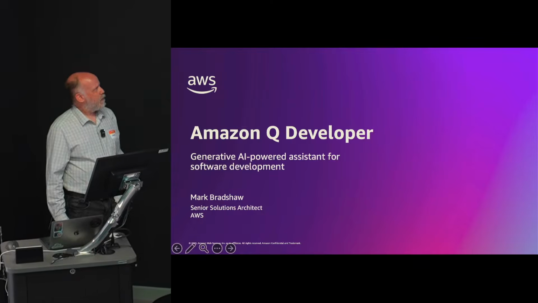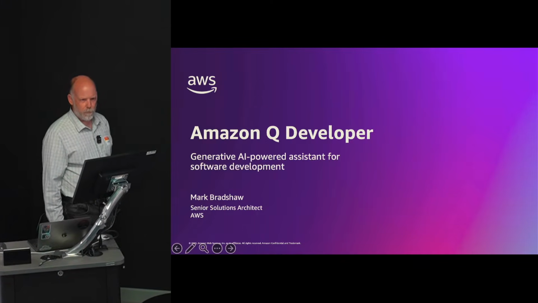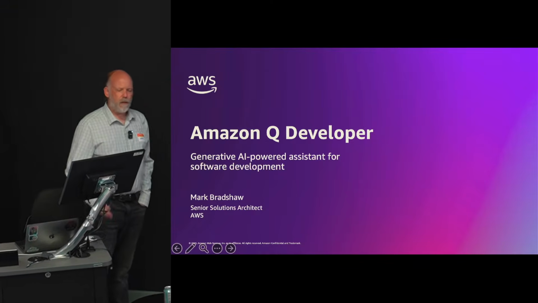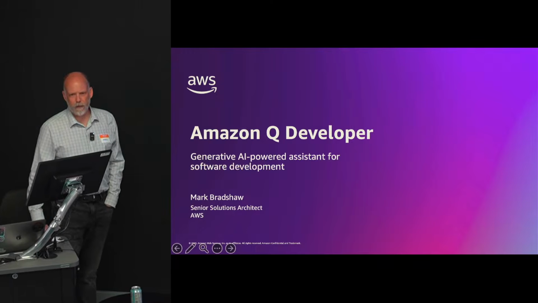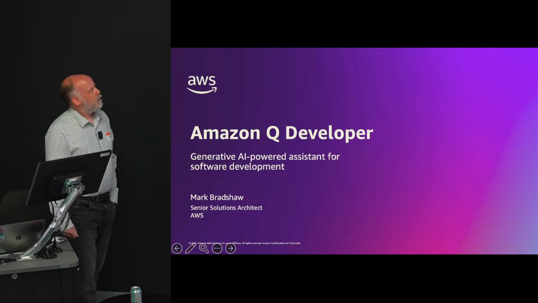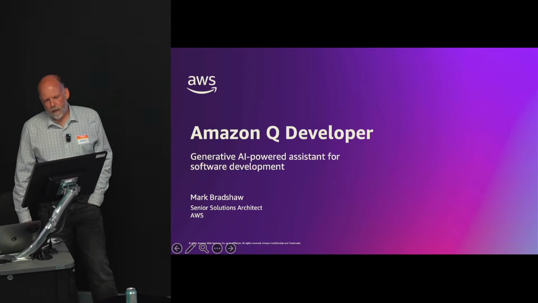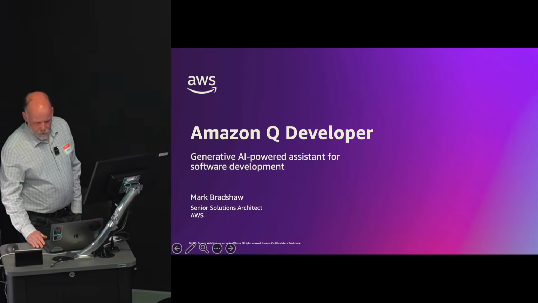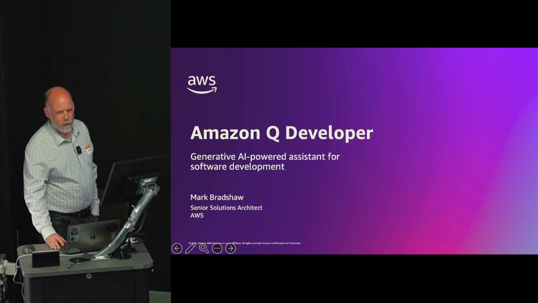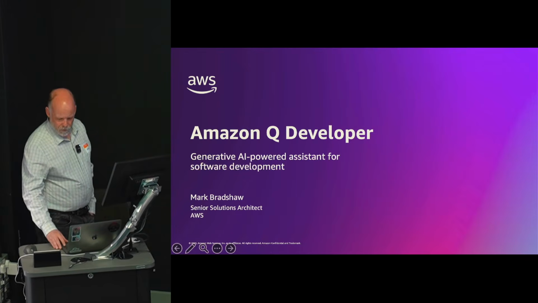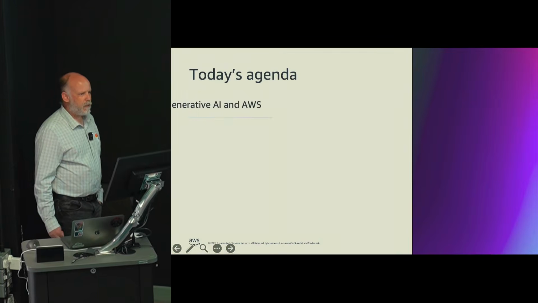So Q Developer, as the name suggests, is aimed at developers, but also at people like architects and DevOps, and people that are dealing with code and setting up resources and things like that. I'll just crack on. I'm going to try a live demo later. That may go horribly wrong. We'll see. The Wi-Fi here is quite slow, but we'll give it a go.